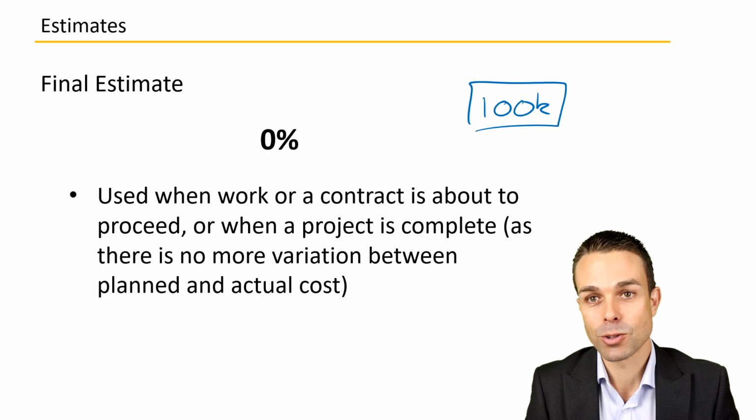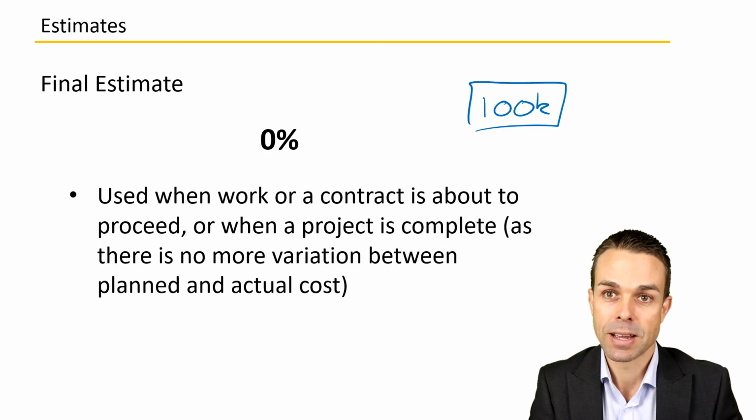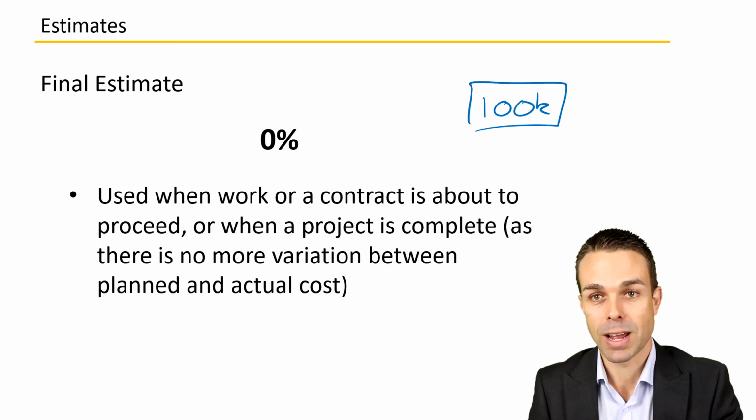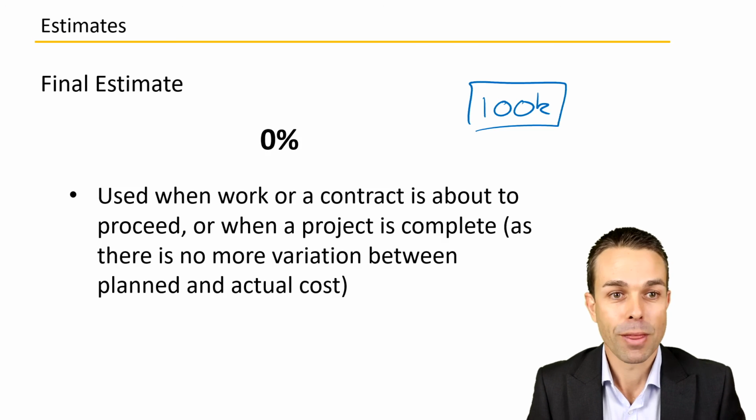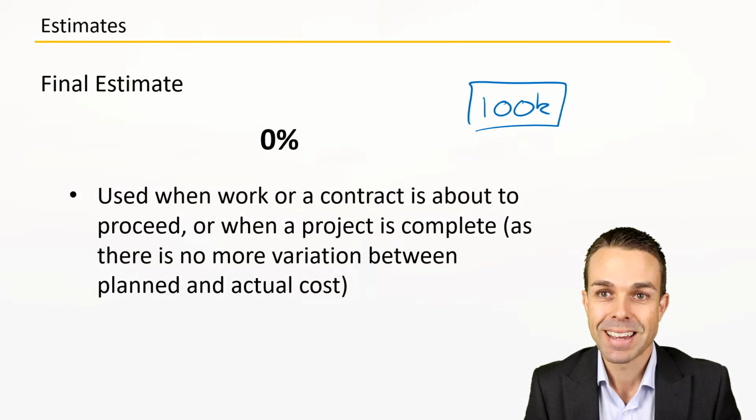Or we might be using contracts where something needs to be locked in at a certain price, and that's what's going to happen. That's what the work is going to be delivered for that particular price. Now those are the different estimates that you'll see in your project.